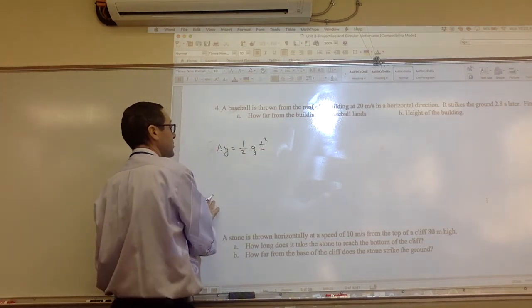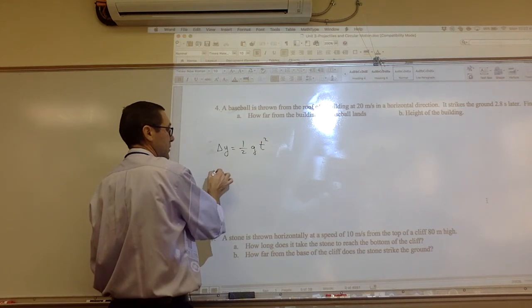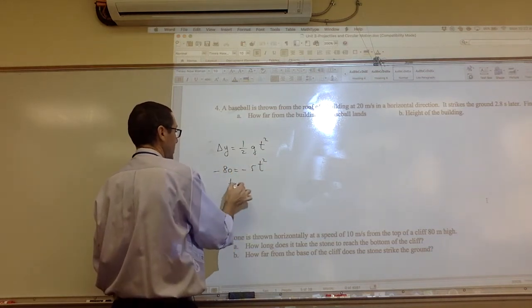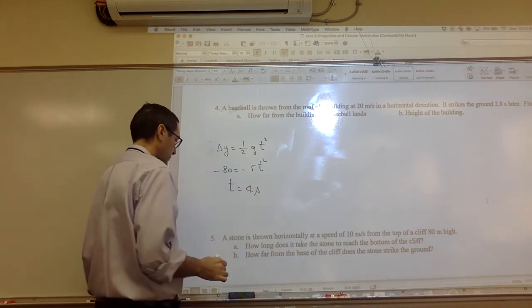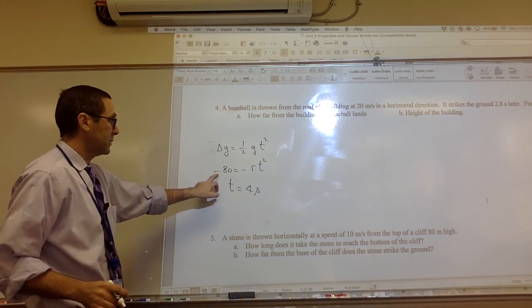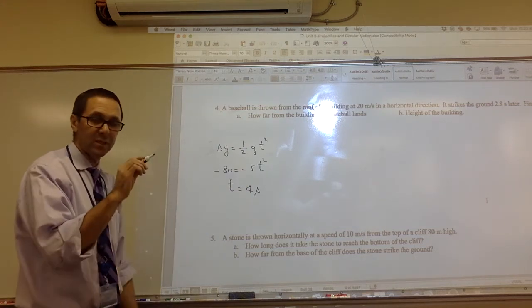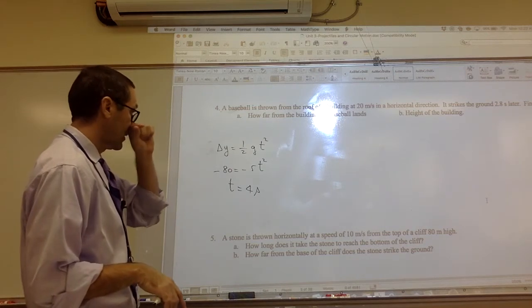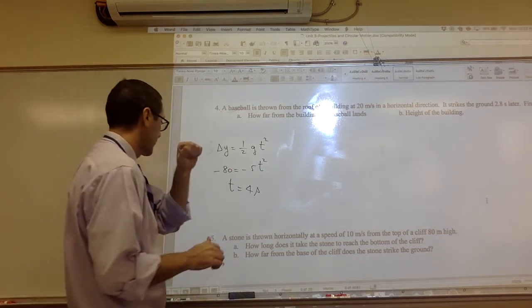So we have to use this equation here and get the time. So this is negative 80 equals negative 5t squared. Now, if you do the math here, you should get 4 seconds. A lot of times people don't put a negative here, and they get a time that's going to be the square root of a negative number, and they kind of just ignore that, thinking that nobody will see it, but I will see it.